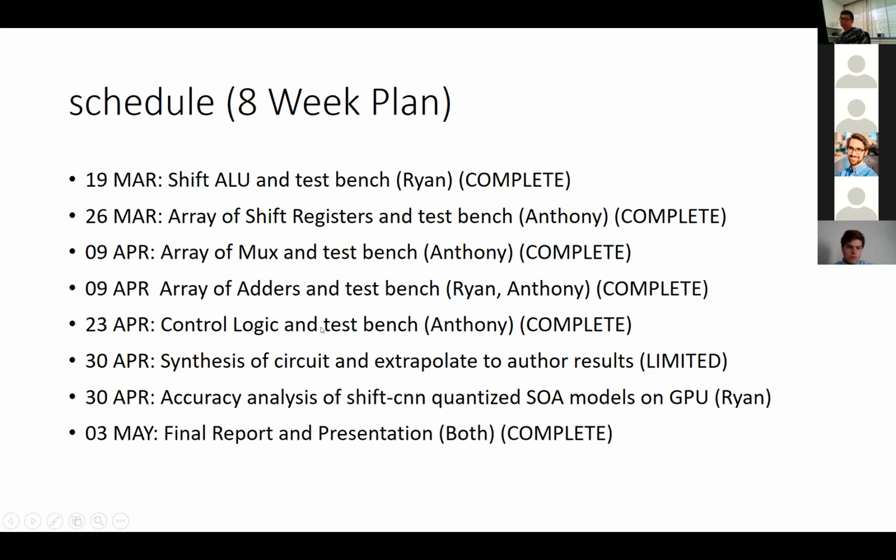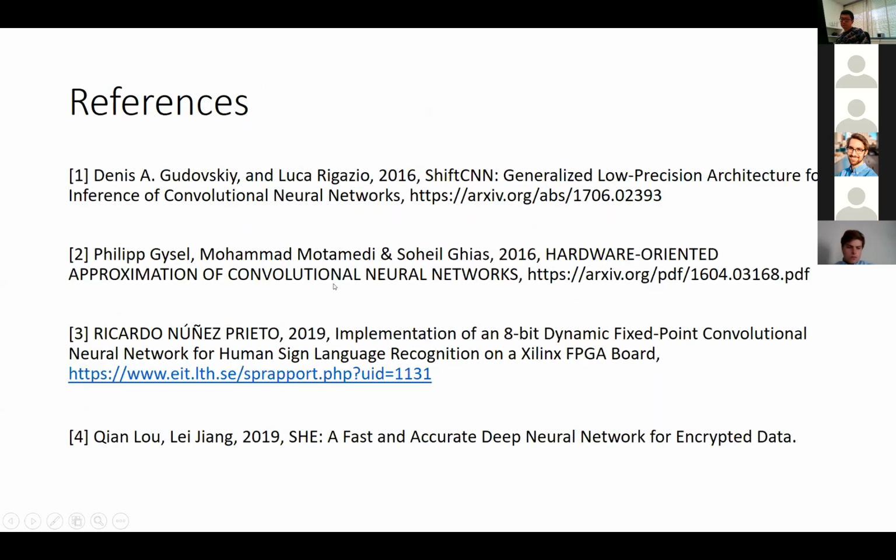Again, we tried to synthesize it. We didn't get too far on that. And then we also ran out of time to try to do some of the accuracy analysis using a GPU. But these are the references that we referred to during this project. And pending any questions, that's all we got.